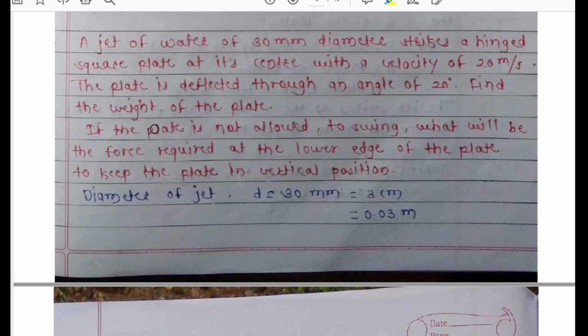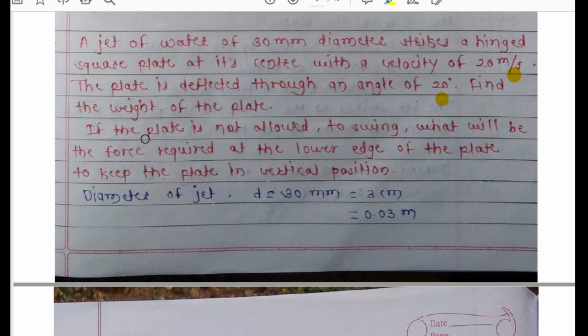Now, second example. A jet of water of 30 mm diameter strikes a hinged square plate at its center with a velocity of 20 meters per second. The plate is deflected through an angle of 20 degrees. Find the weight of plate. Here what they have given: angle of swing, velocity, and we have to find out the weight of plate.